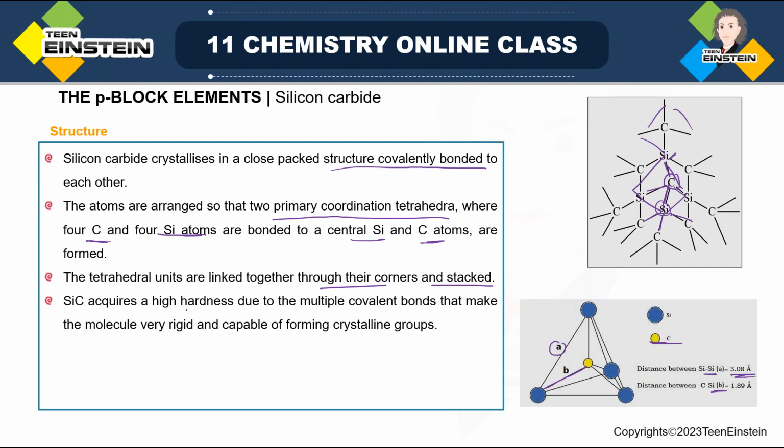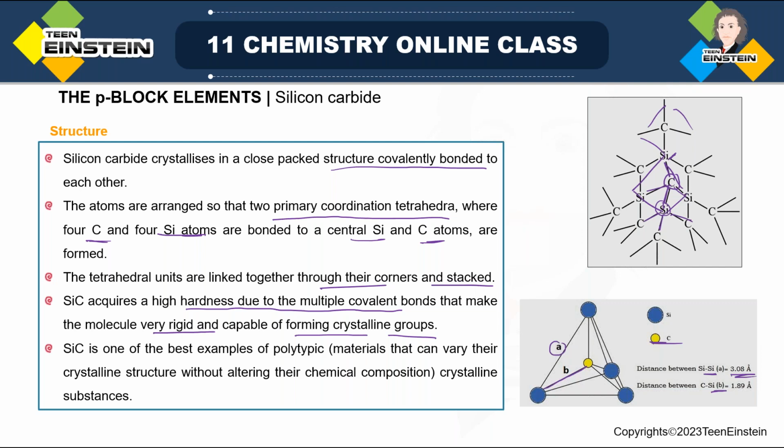SiC acquires a high hardness, and that is expected from this type of large network covalent structure, right? Because if you want to melt it or boil it, obviously you have to break all these covalent bonds, multiple covalent bonds you have to break. So that is why it is very hard in nature. We cannot melt or boil it easily. This is why the molecule is very rigid, capable of forming crystalline groups.